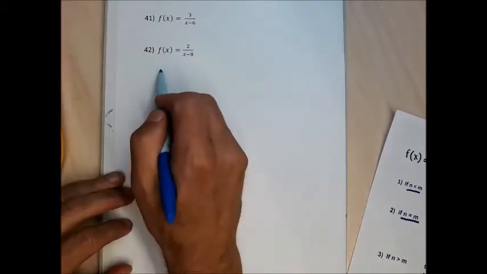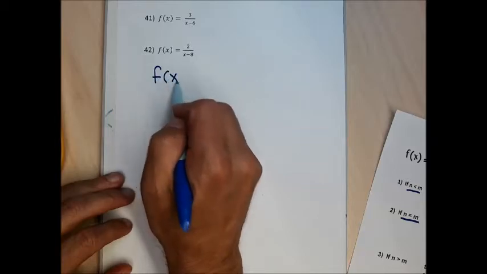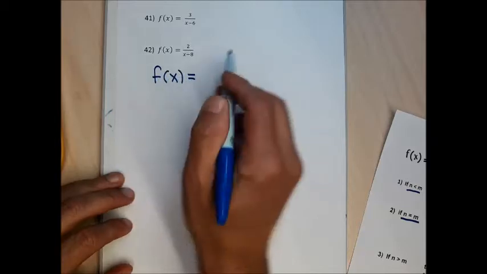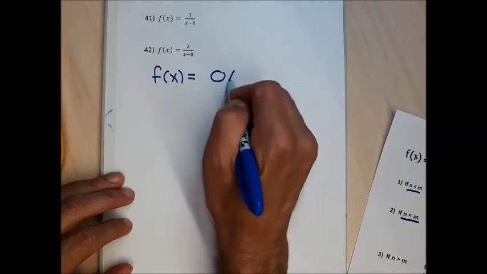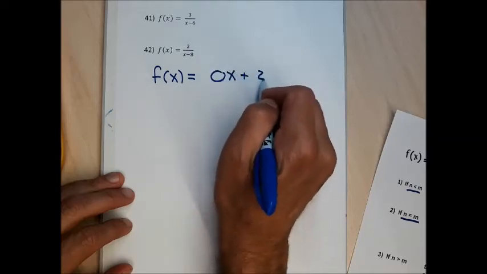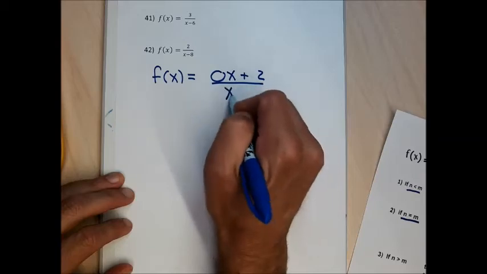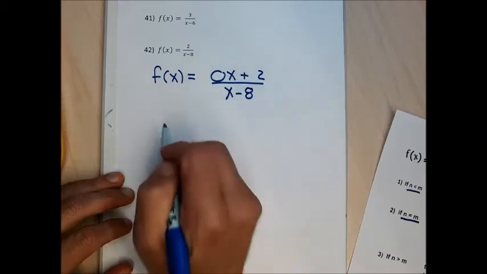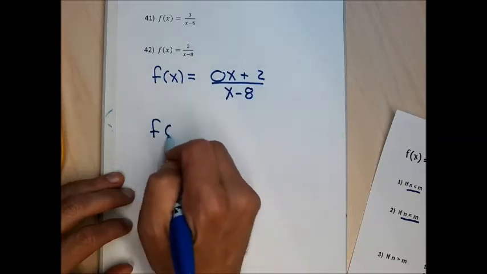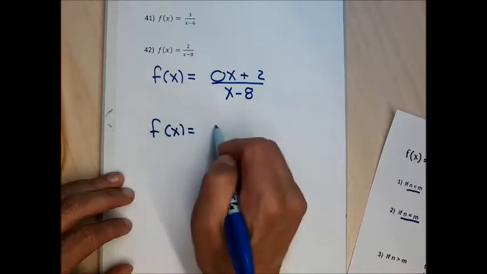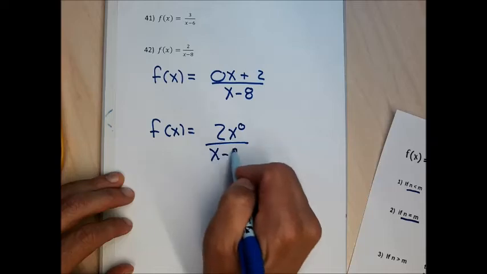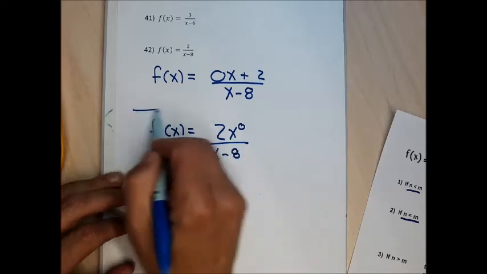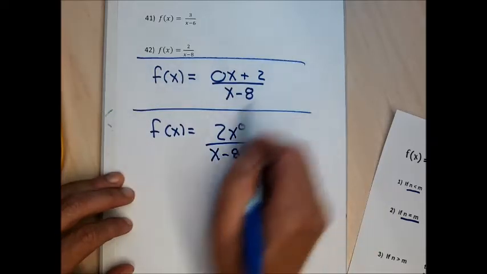42 is tricky because the numerator doesn't have an x to the first power term. You can think of the numerator as being 0x plus 2 over x minus 8 if you want to. Or better yet, we can think of the numerator being 2x to the 0 over x minus 8. So there are two different ways to consider the numerator in problem 42 because it doesn't have an x term.